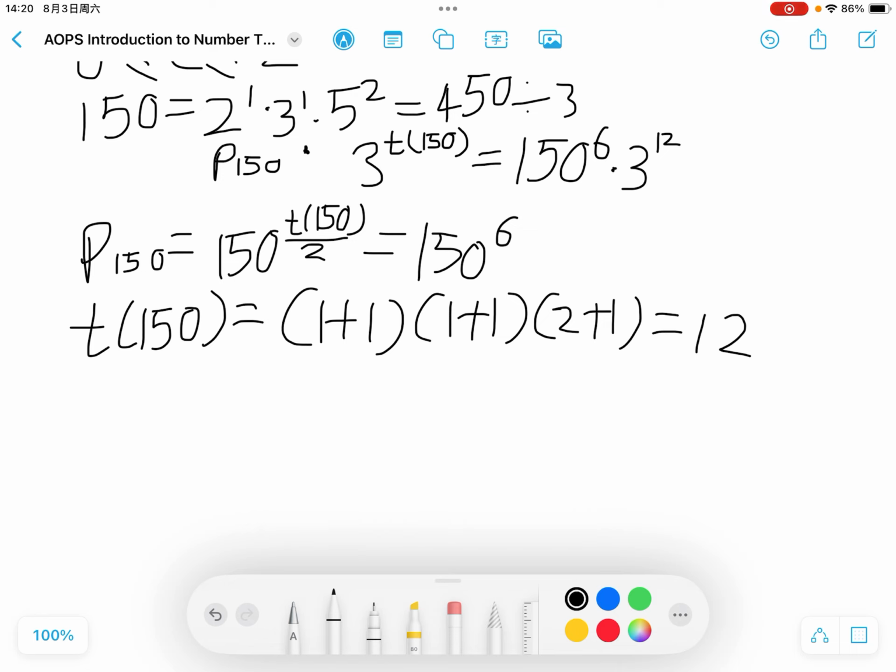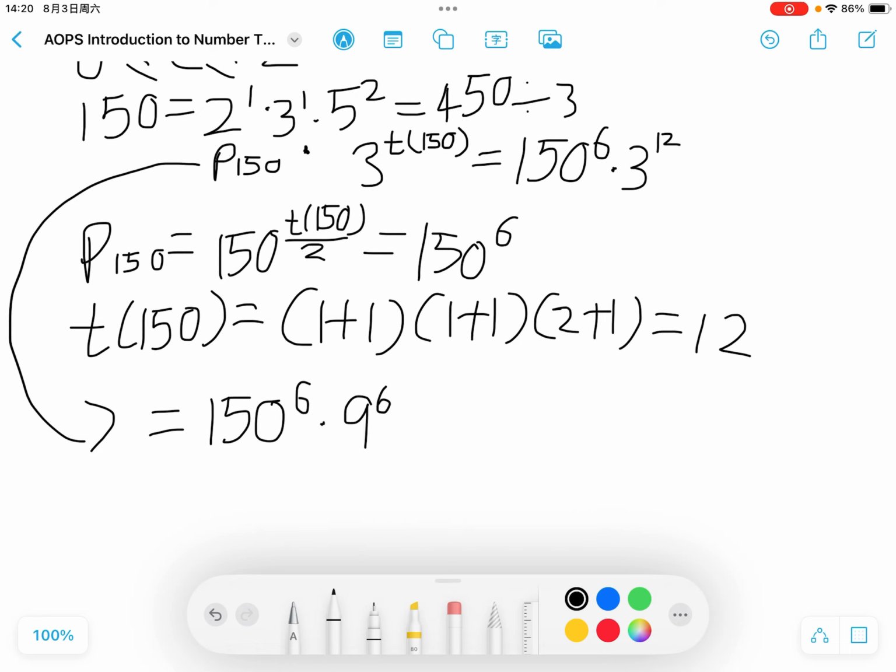So that's technically our answer, but let's see if we can simplify it a bit. That's equal to 150 to the power of 6 times 3 to the power of 12, which is 150 to the power of 6 times 9 to the power of 6. If we combine these two, we have 0 times 9 is 0, 5 times 9 is 45, 1 times 9 is 9, plus 4, which is 13. So 1350 to the power of 6 is our answer, or I guess our most simplified answer, as it's written as the exponential form of only one positive integer.